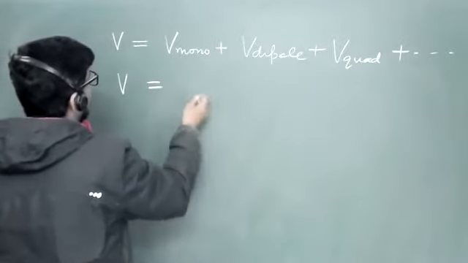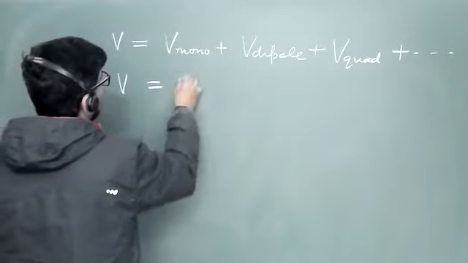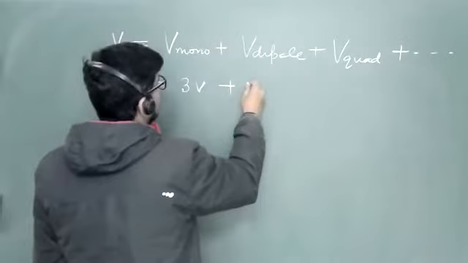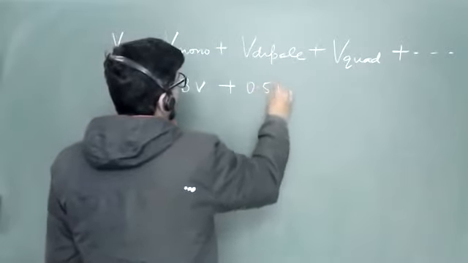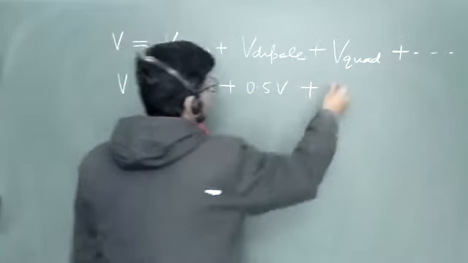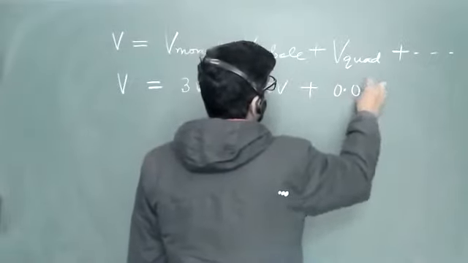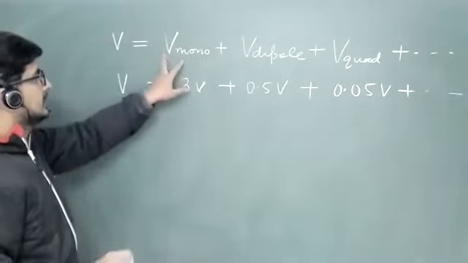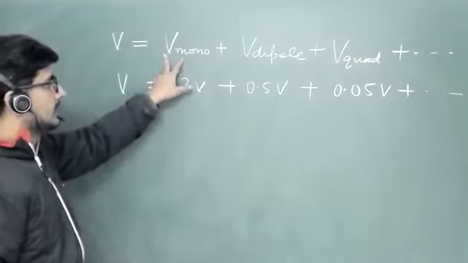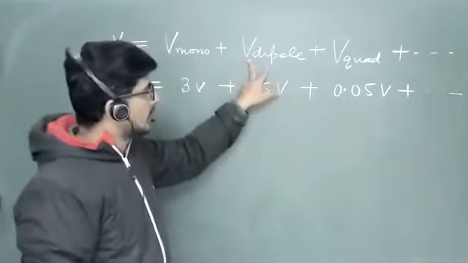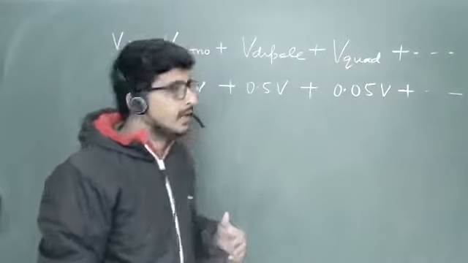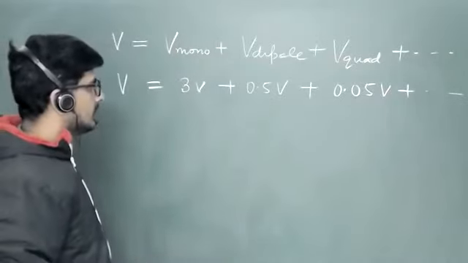Suppose at large distances I want to see, so suppose the contribution of this is 3 volt, then dipole is contributing, say, 0.5 volt, and then at large distances suppose this contribution is 0.05 volt, and in this way they all will be contributing. Because this is 1 by r, at large distances this will be the biggest. This is 1 by r square, this will be smaller than that. This is 1 upon r to the power 3, this will be smaller still. Contribution, right?